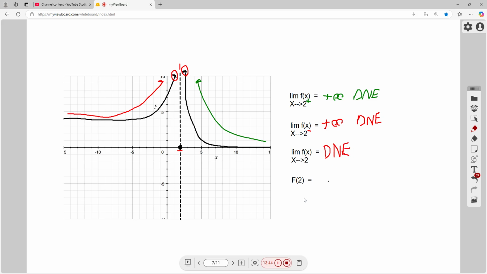Now here's where it changes from the last question. You have f of 2. Do you have a value for x equals 2? And in this case we do, since you have it right here. You have a point despite it not connecting with the graph, and that's at y equals 0. So your answer is going to be 0.